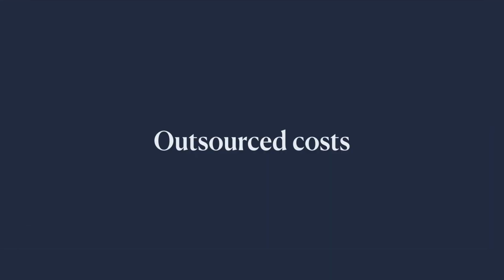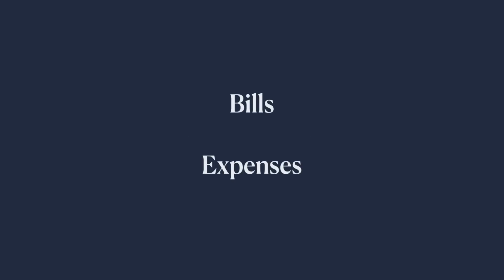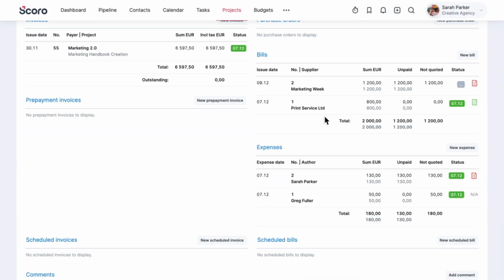Number 2. Outsourced costs. Outsourced costs in Scoro can be split into two categories: supplier bills and expenses. Bills are all the invoices you receive from your suppliers. These can cover anything from outsourced services like copywriting to purchasing physical products, licenses, or ad placements. Keeping track of supplier bills lets you stay in control of your costs.